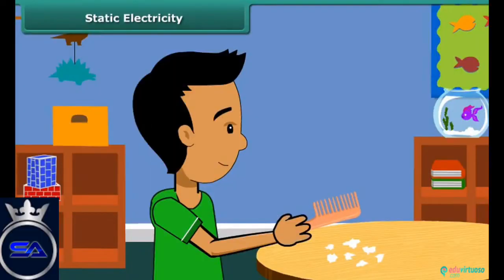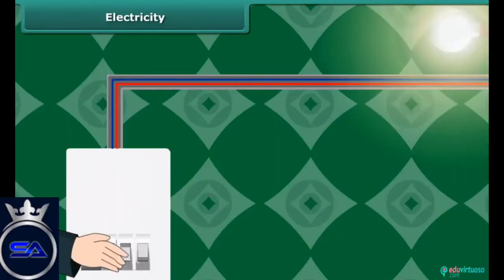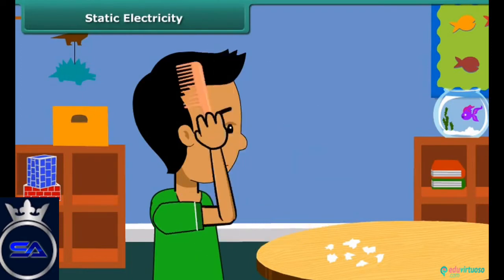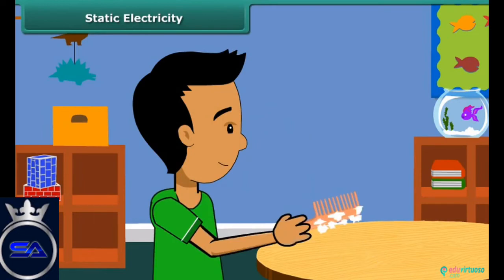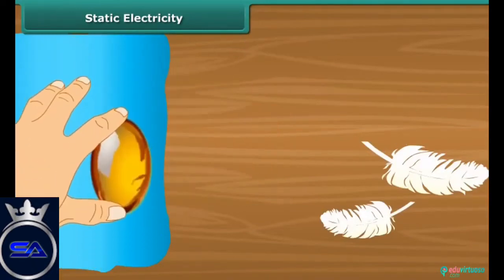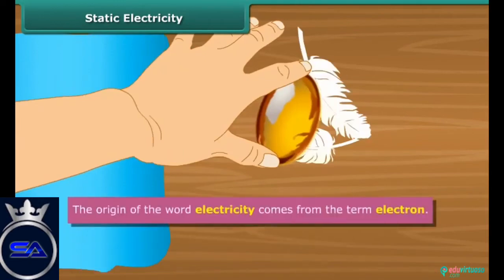One is static electricity and the other is current electricity. The first one is static electricity, where there is an imbalance of electric charges in the atoms on the surface of a material. It causes the surface to be charged up. We can understand this static electricity by the following example.